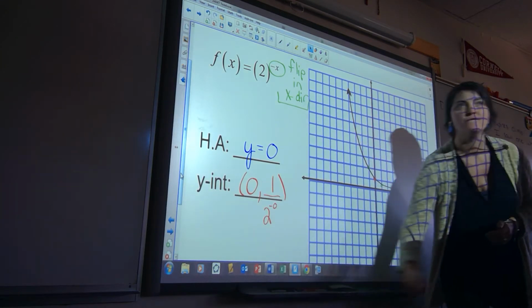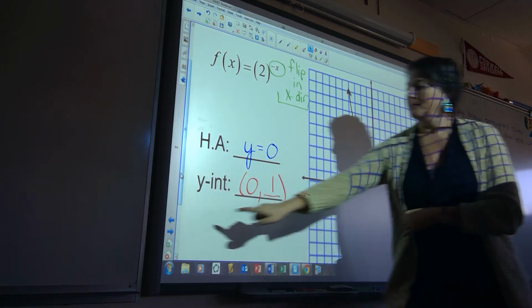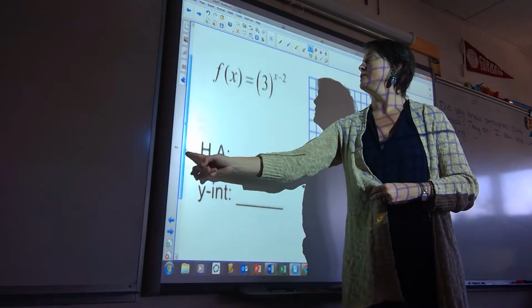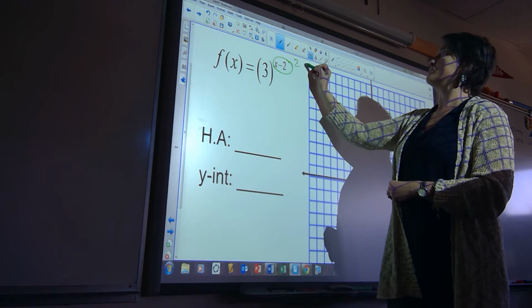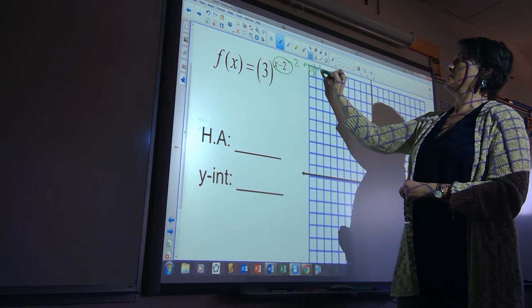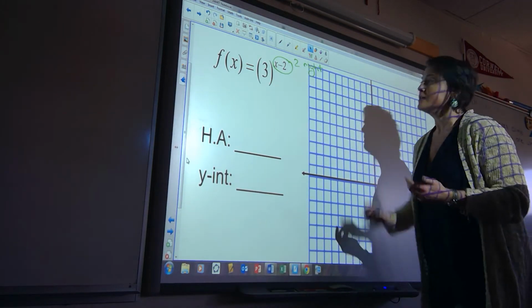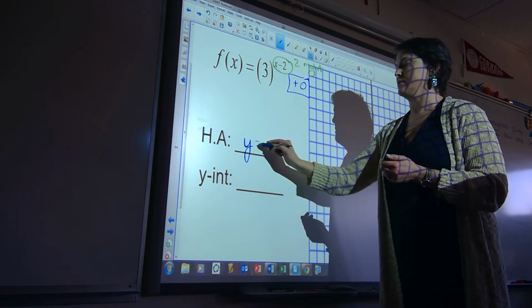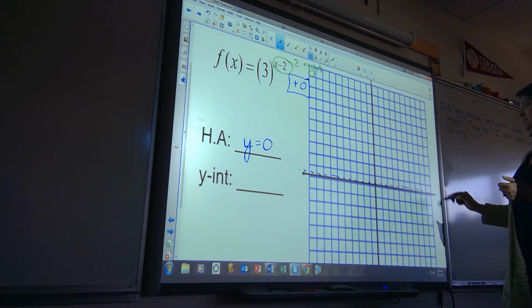And there you go. All right, this one moved in the x direction. In this case, it's going 2 to the right. Our horizontal asymptote, we don't have anything added here, right? Plus 0, so this is just y equals 0. So there's my horizontal asymptote.